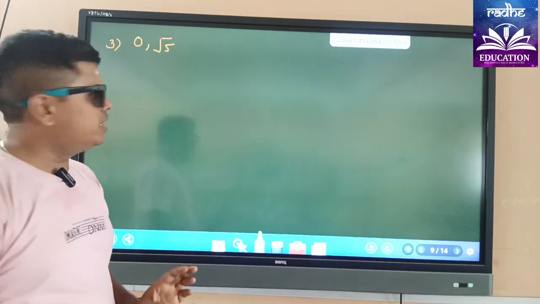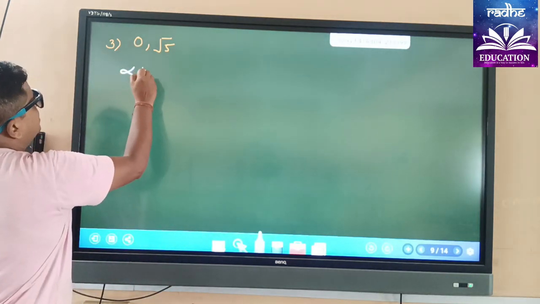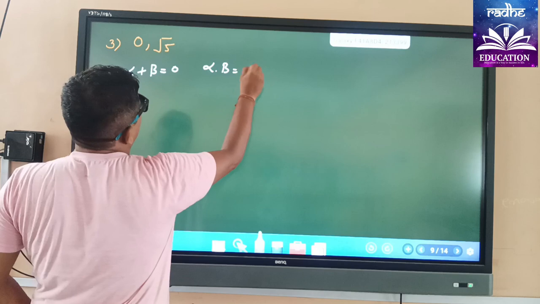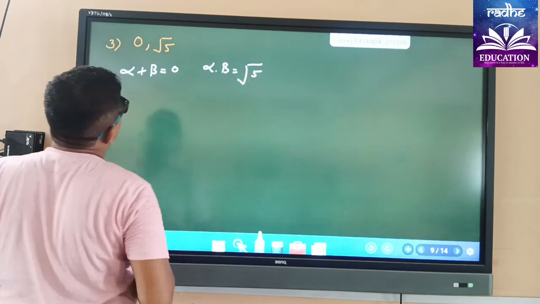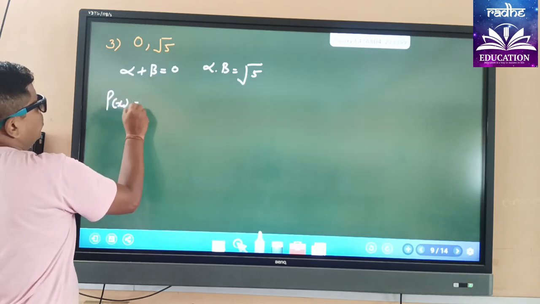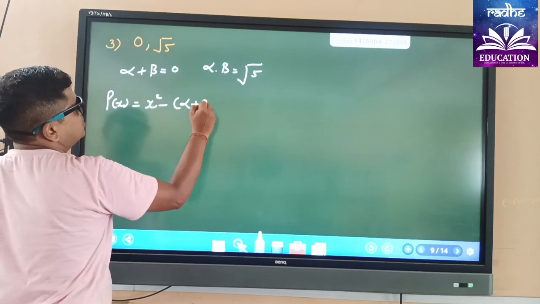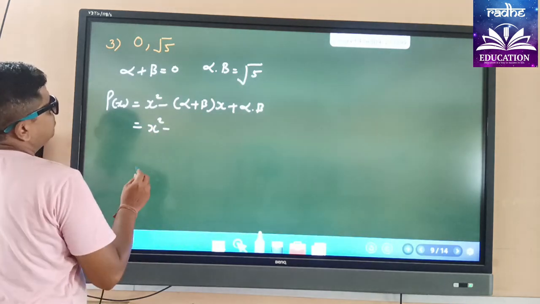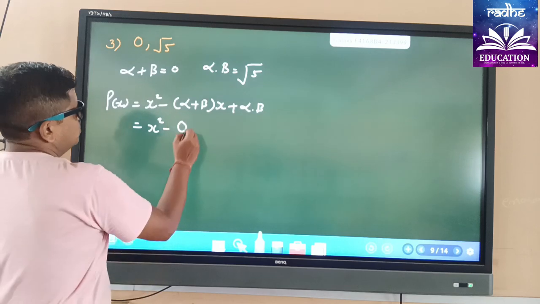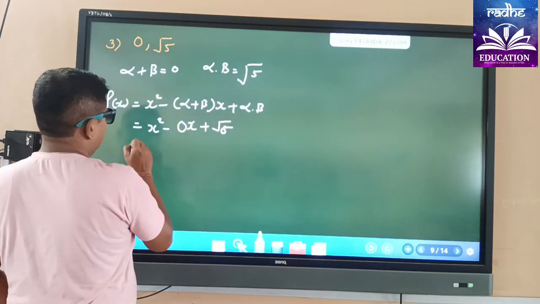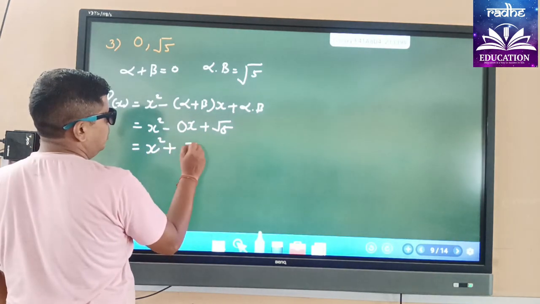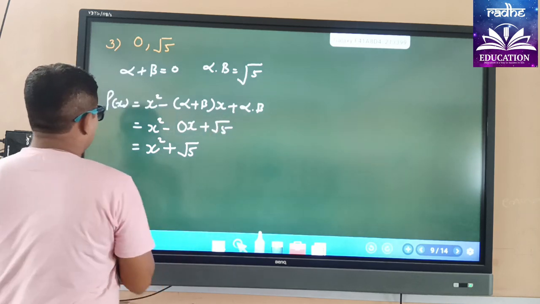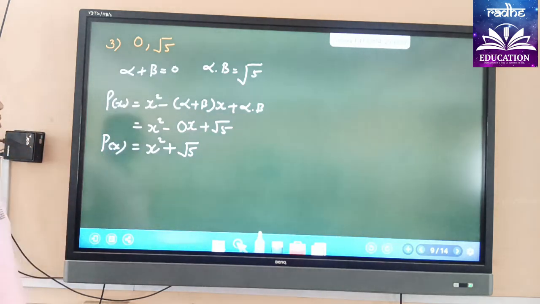0 and root 5. We already know that 0 and root 5. 0 is given for the sum of the zeros, that is alpha plus beta equals to 0. And the multiplication is given, so that is alpha into beta equals to root 5. We have to get the quadratic polynomial. So we know the standard form, that is p(x) equals to x square minus (alpha plus beta)x plus alpha into beta. So what is the value of alpha plus beta? Alpha plus beta is given 0. Okay. So 0x, and alpha into beta is given root 5. Therefore, we have the polynomial, that is x square plus root 5. So we get here p(x) equals to x square plus root 5.